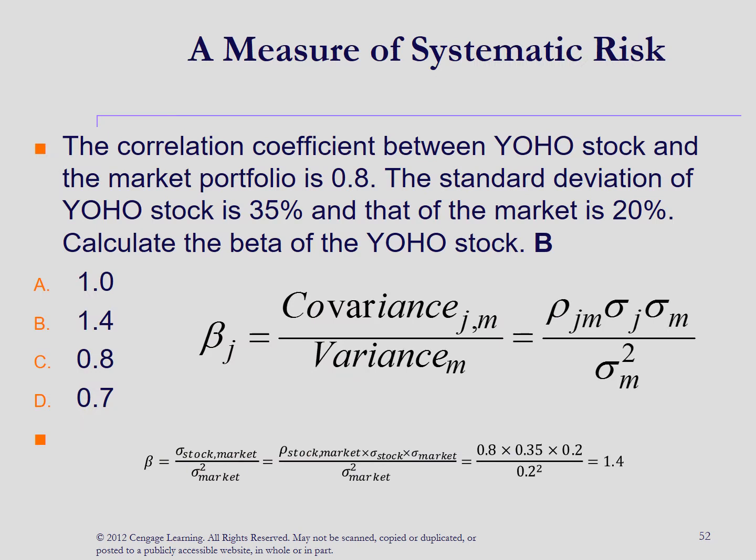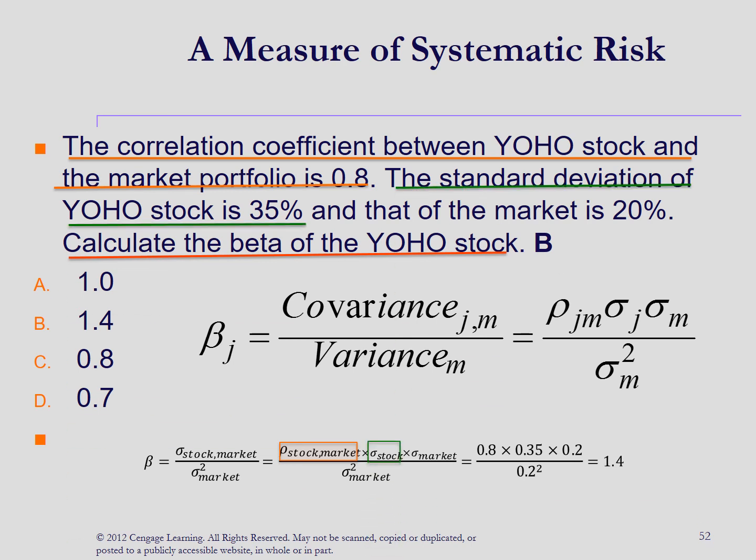You are required to calculate the beta of the Yahoo stock. We first write down the formula and then find out the information needed to implement the formula. We have the correlation coefficient between Yahoo stock and the market portfolio, 0.8. The standard deviation of the Yahoo stock, 35%, and the standard deviation of market, 20%. We obtain the beta is equal to 1.4.